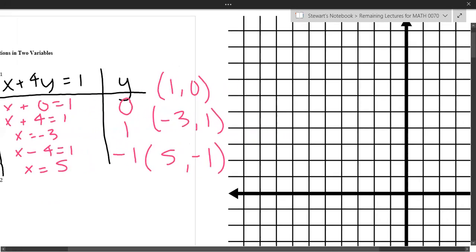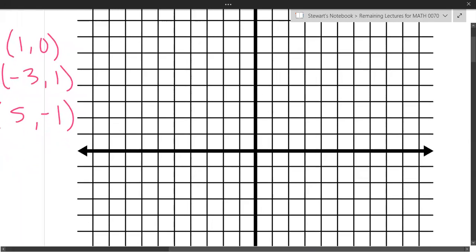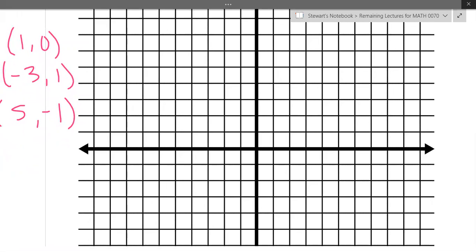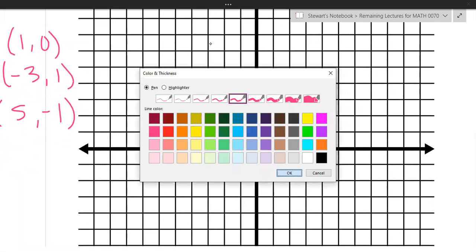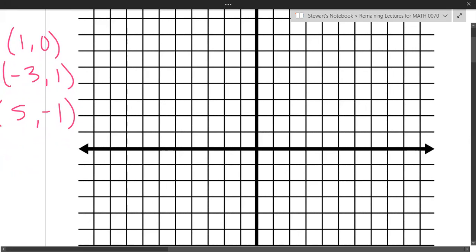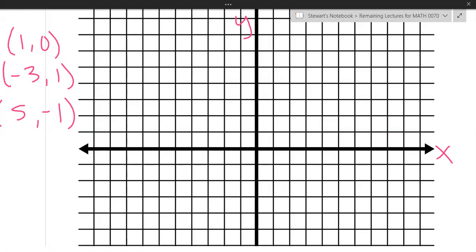So if we move over here to graph this, the first point is 1, 0. So this is x, this is y. To graph, we always count the x coordinates first and then the y. And obviously, if it's positive for x, you're going to move to the right. If it's positive for y, you're going to move up. If it's negative for x, you're going to move to the left from the origin, which is this point right here, 0, 0. That's the origin. That's where you always start when you're graphing.